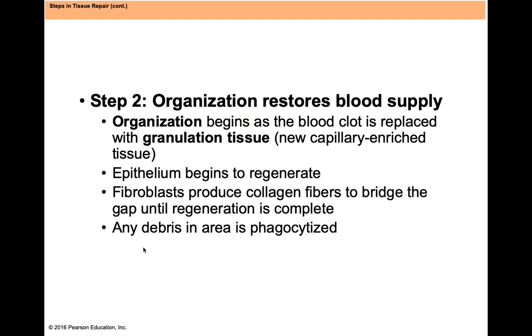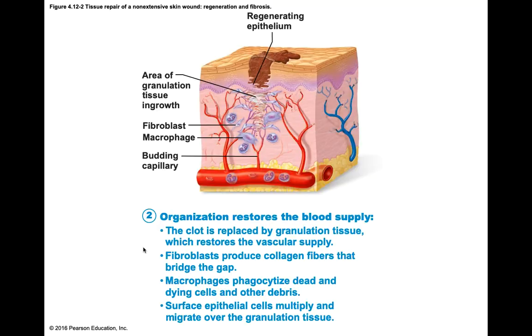Step two is going to be the organization. We're going to be restoring blood supply. Organization begins with the blood clot being replaced with granulation tissue. So this is new capillary-rich tissue. The epithelium begins to regenerate. Fibroblasts produce collagen fibers to bridge the gap until regeneration is complete. And then any leftover little debris or particles are going to be phagocytized by our cells.